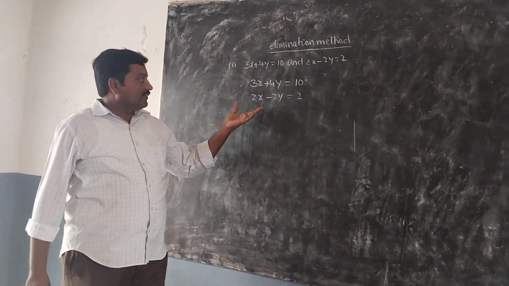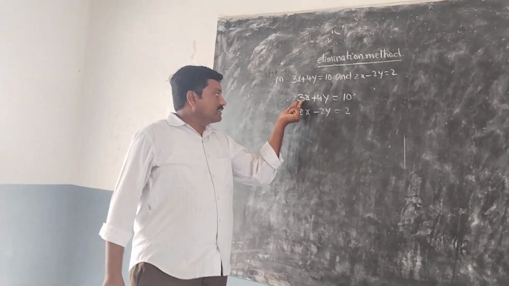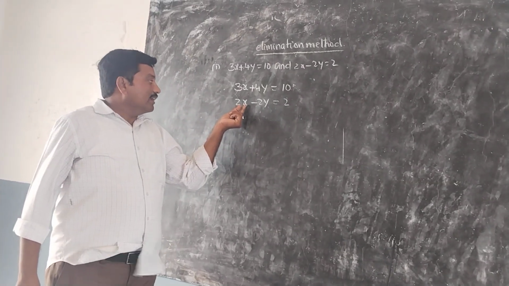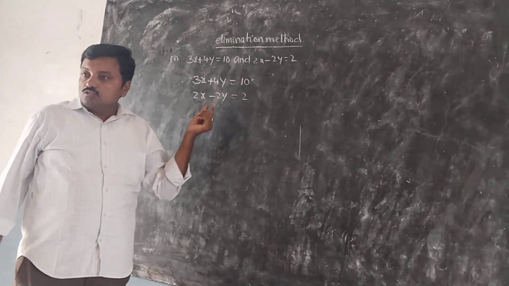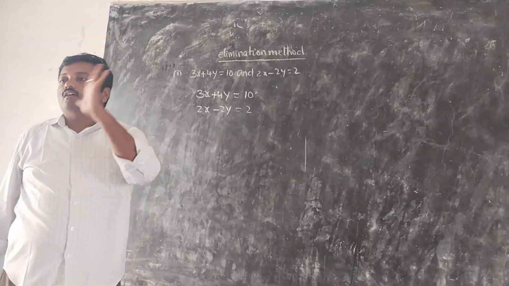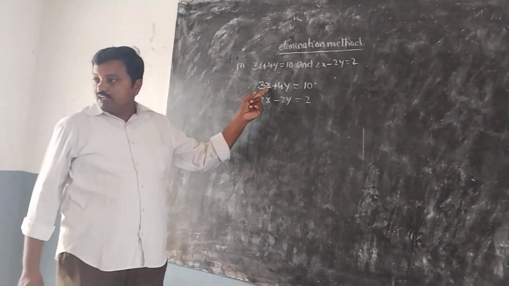So we identify the coefficients. In the first equation, the x coefficient is 3 and the y coefficient is 4. In the second equation, the x coefficient is 2 and the y coefficient is minus 2. So we have to choose which coefficient is eliminated. First of all, we choose to eliminate x.